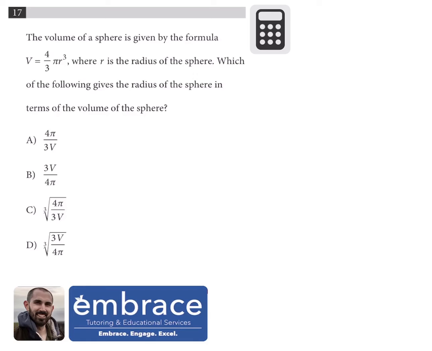So for number 17 here, it says the volume of a sphere is given by the formula V equals 4/3 pi r cubed, where r is the radius of the sphere. Which of the following gives the radius of the sphere in terms of the volume of the sphere? Okay, so we have to be able to interpret what that means. Gives the radius of the sphere in terms of the volume of the sphere.